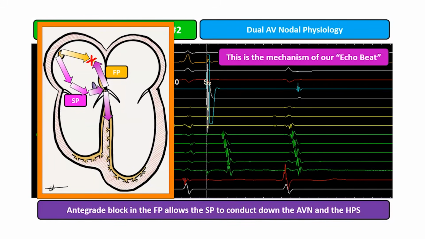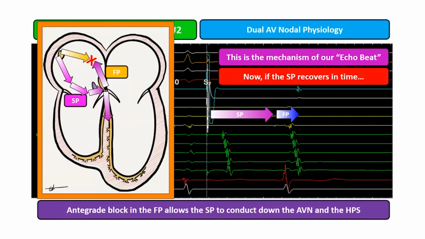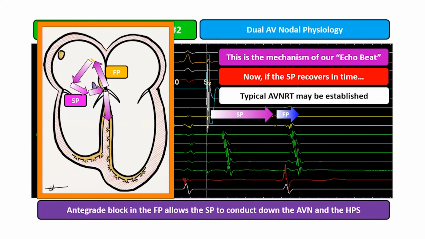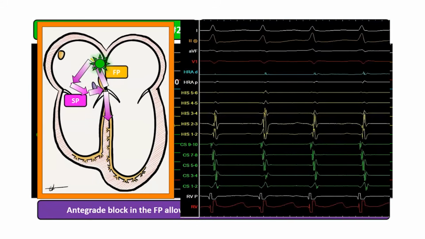This is the mechanism of our echo beat, which we've seen here. Down the slow pathway, and then back up the fast pathway. Now, if the slow pathway can recover in time, this retrograde beat going back up the fast pathway may be able to go back down the slow pathway. And thus, typical AV NRT can be established. And here is the recording that we saw at the beginning of this talk of typical AV NRT.